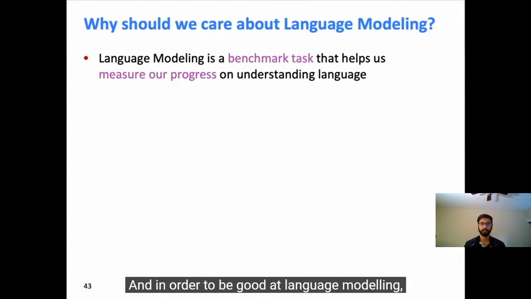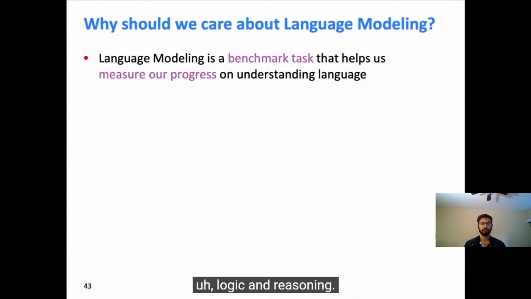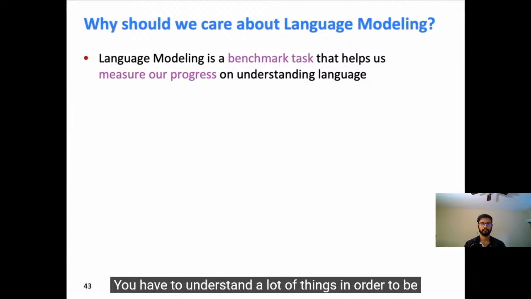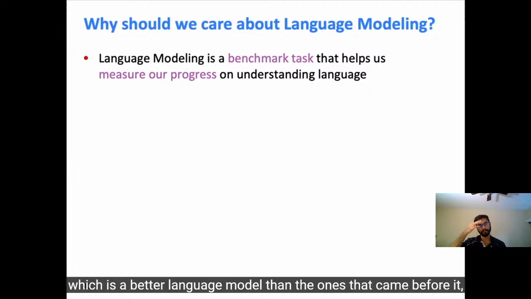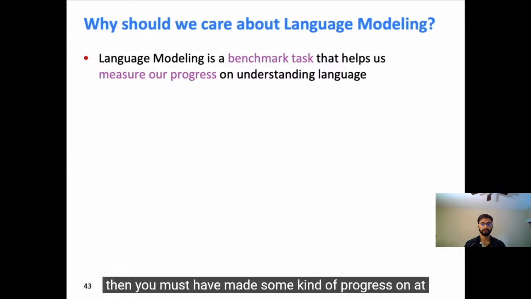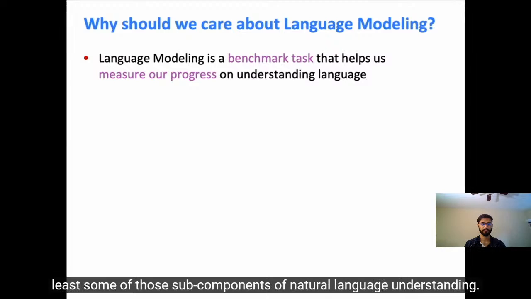In order to be good at language modeling, you have to understand a lot of things. You have to understand grammar, you have to understand syntax, you have to understand logic and reasoning, and you have to understand something about real-world knowledge. The reason we care about it as a benchmark task is that if you're able to build a better language model than the ones that came before it, then you must have made some kind of progress on at least some of those subcomponents of natural language understanding.